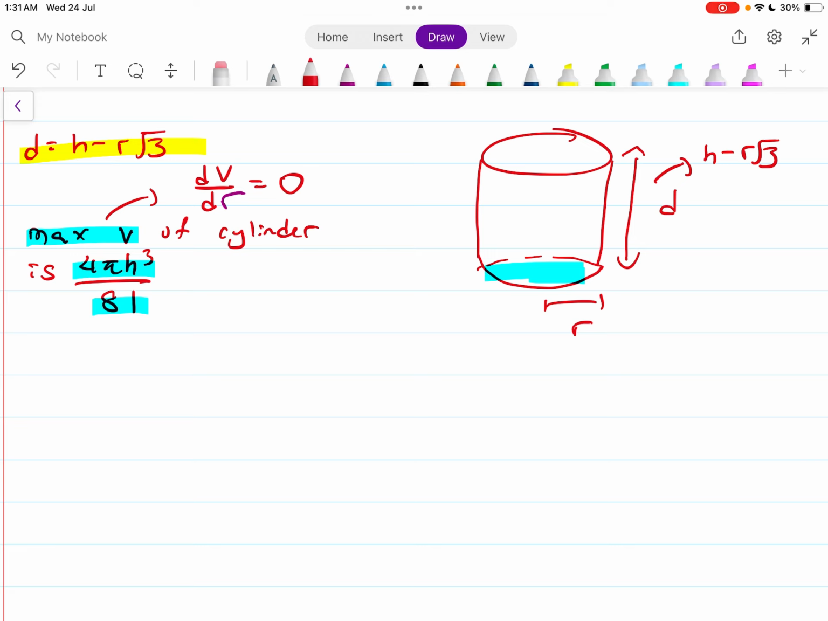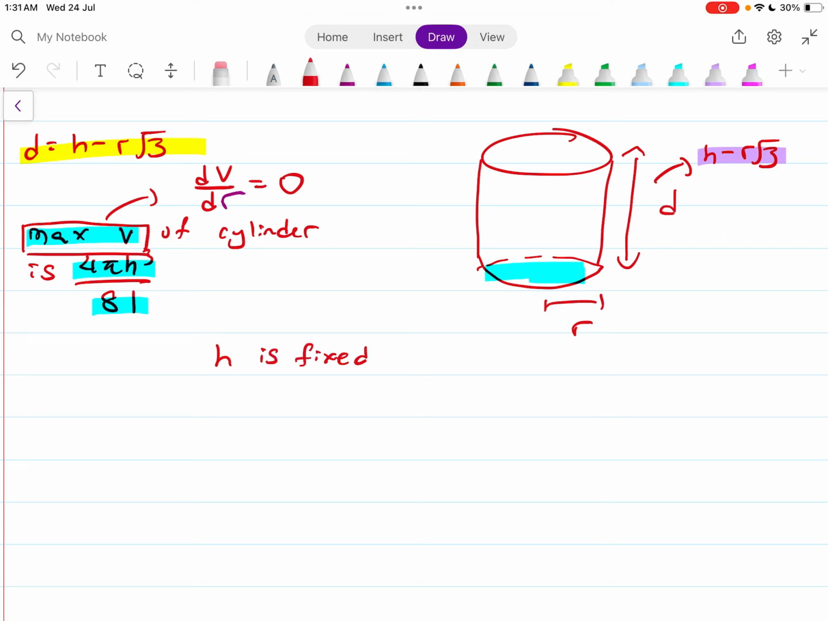Okay, for the first part, I believe you are able to show d equal to h minus r square root 3. So I must make use of the result, right? With maximum volume, every time you see maximum volume, you think of the derivative being equal to 0, meaning dV/dr is equal to 0. You might be wondering, how come it's not dV/dh equal to 0? Because apparently they say that h is fixed.